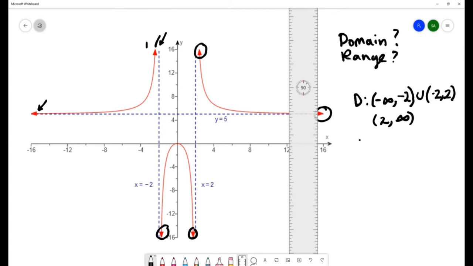If I were to compare this to a number line, what we're saying is that -2 and 2 are both excluded from the domain. However, all the other real numbers on the number line are part of the domain. So that's how we write the interval notation. -infinity to -2, that's all the numbers that are less than -2. -2 to 2, that's all the numbers in between -2 and 2. And then 2 to infinity, those are all the numbers greater than 2. And I should have a union symbol here as well.